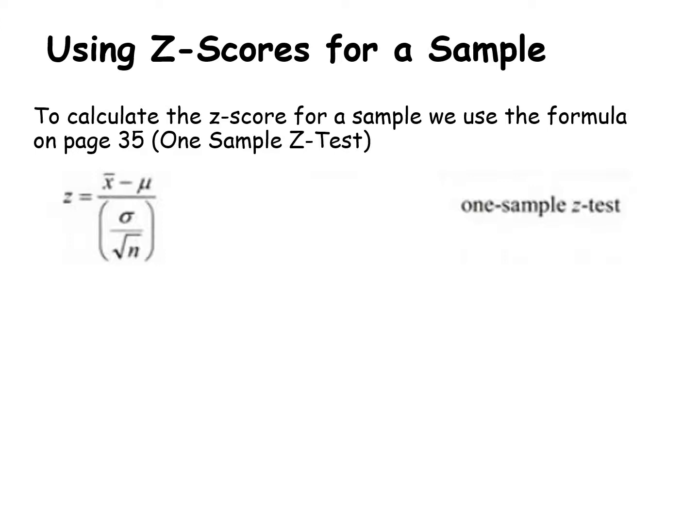So it's called a one sample z-test. And there's two things that appear in this formula that allow us to make the connection to a sample rather than just our normal population. And that is x bar, which means the mean of our sample, implying that there's a sample, and n, which is the number of things in the sample, our sample size, and that means that we are also talking about a sample. So this formula is at the very top of page 35.